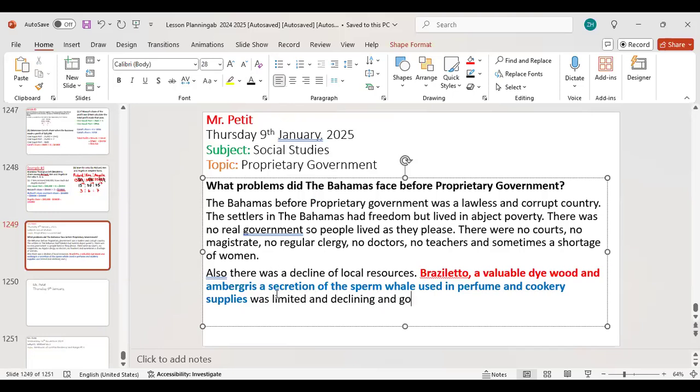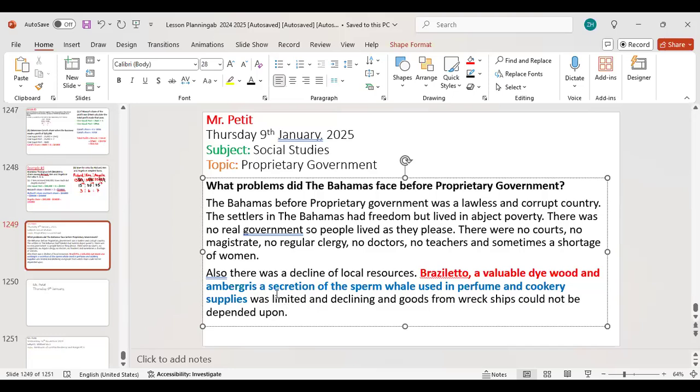And goods. So basically they were in a bad shape, right? Nothing good was happening. And goods from wreckage, from wrecked ships, could not be depended upon.